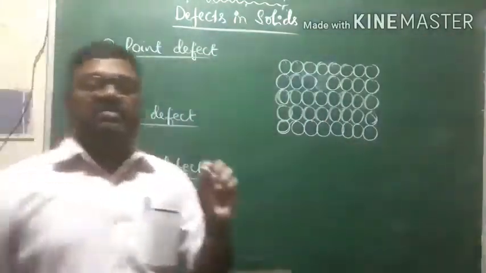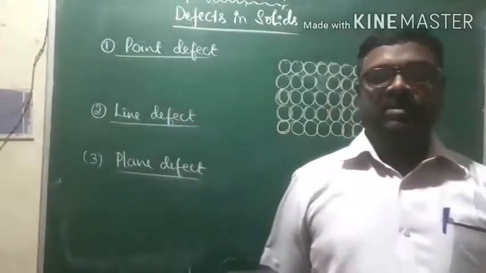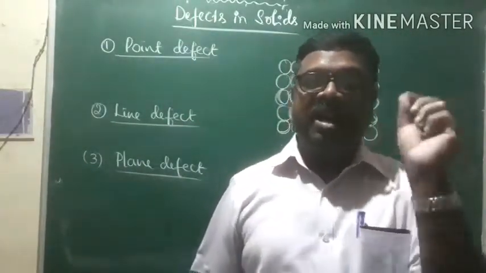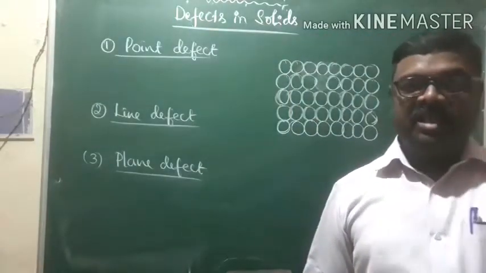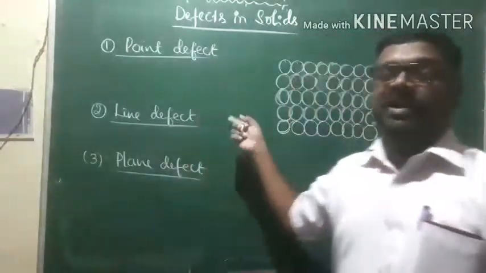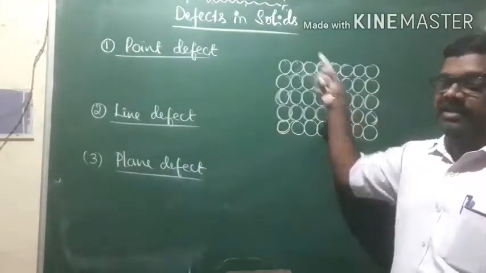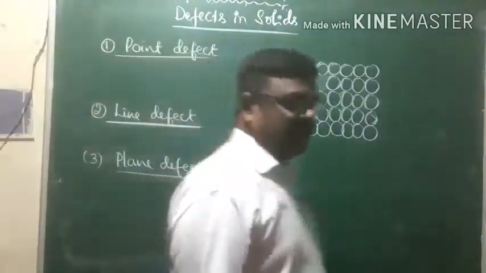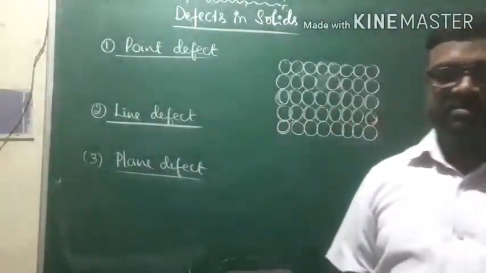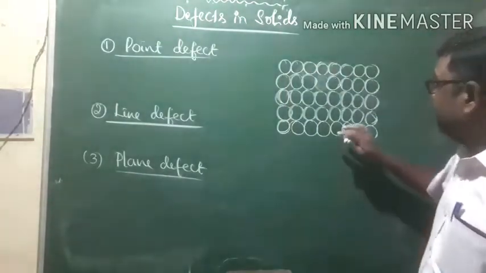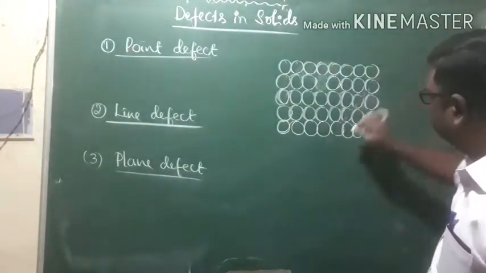The point defect refers to the defect in which there is an irregularity or deviation from the ideal arrangement of the constituent particles around a particular point. That is called a point defect. A line defect is a defect in a crystalline solid that corresponds to particles along one particular line.